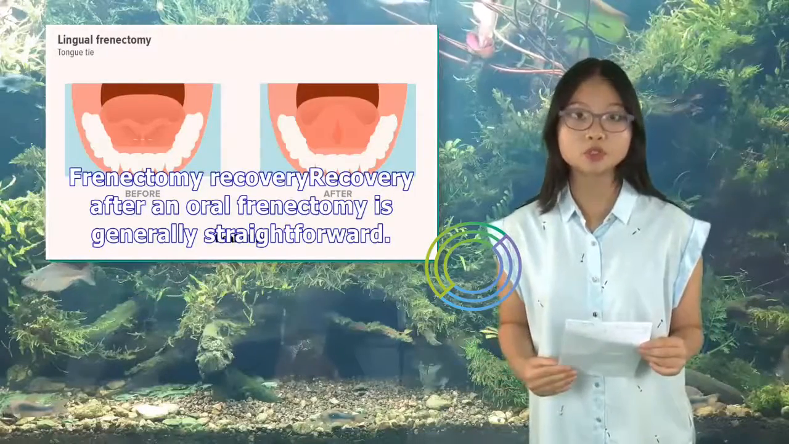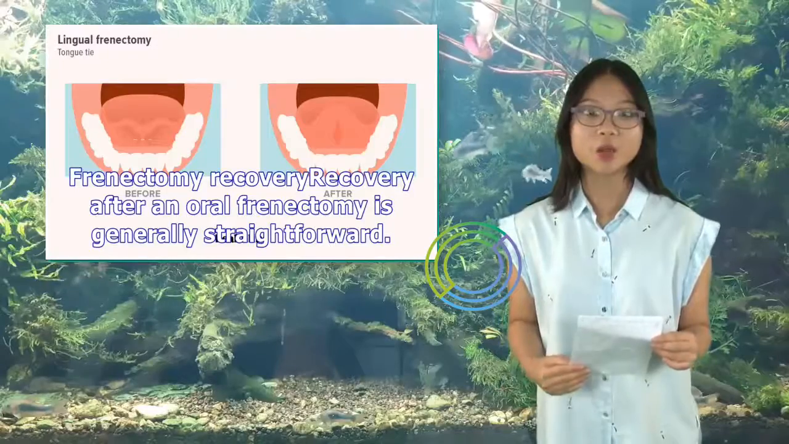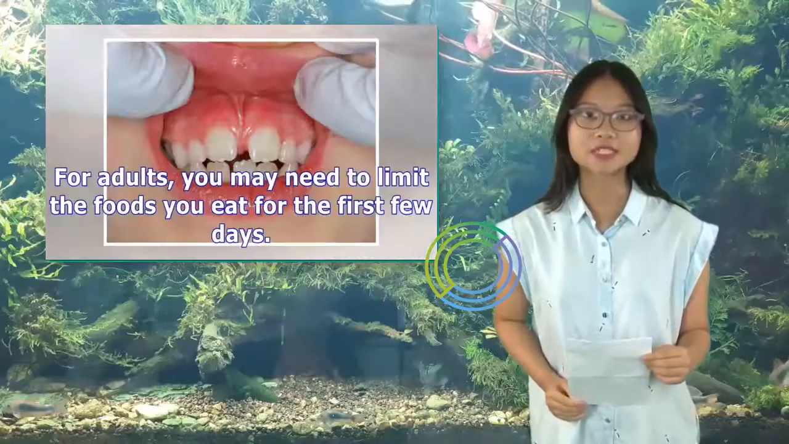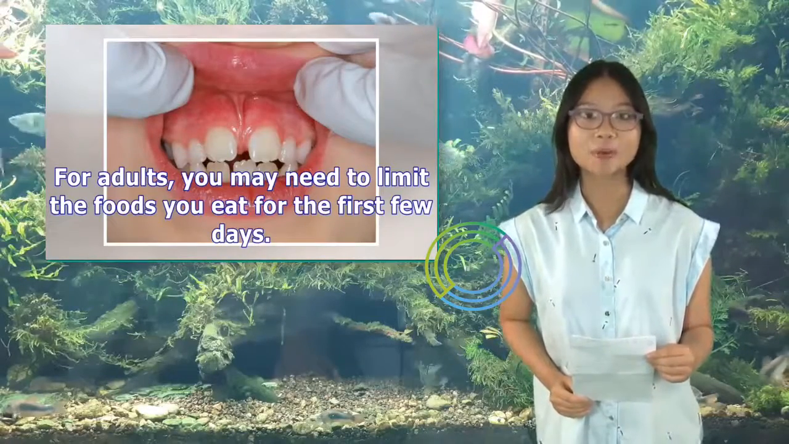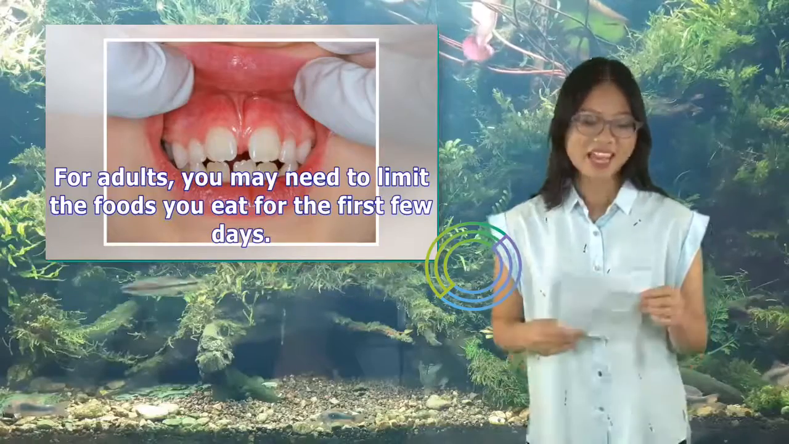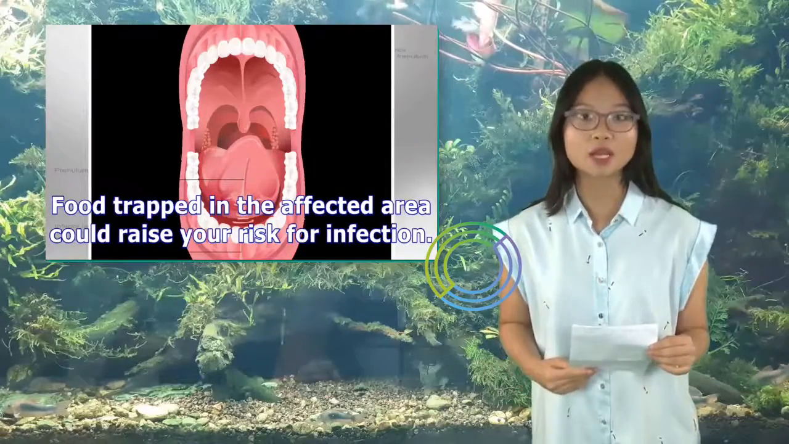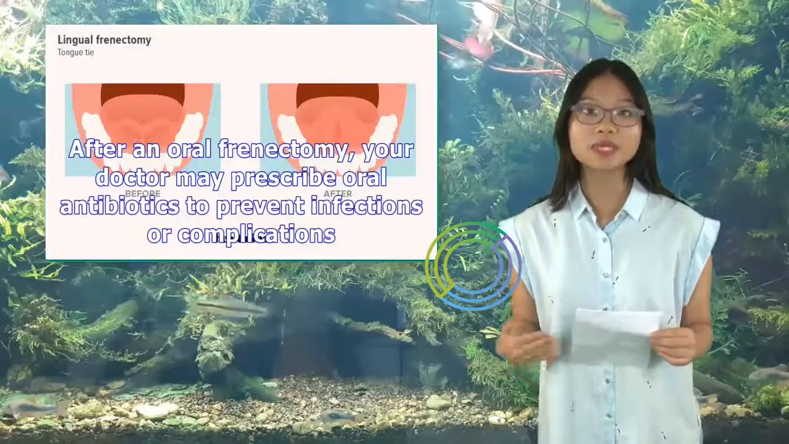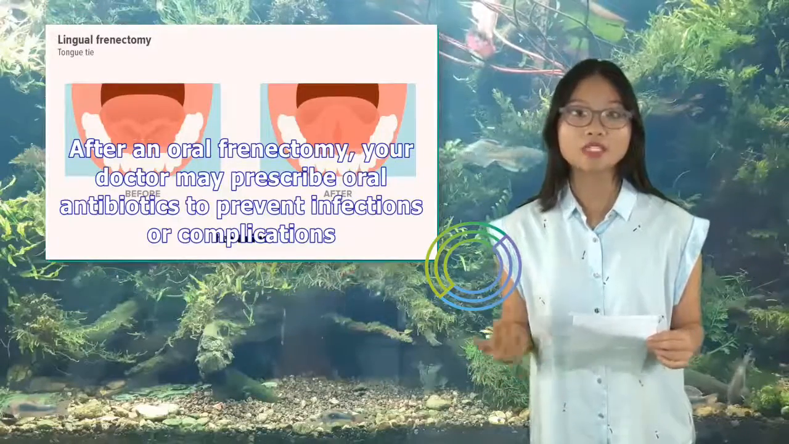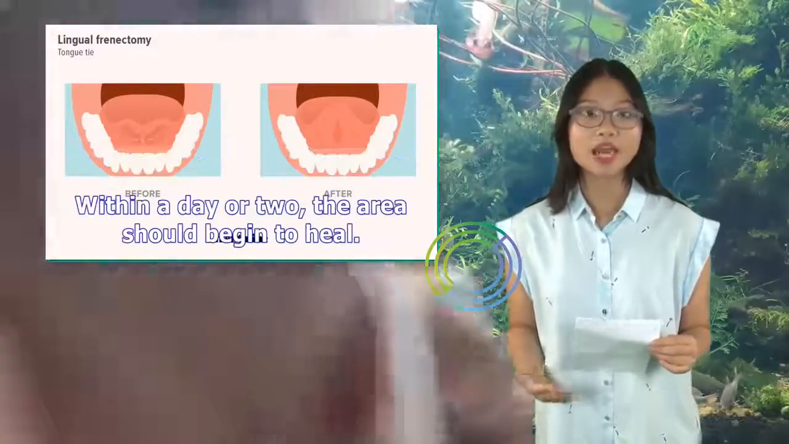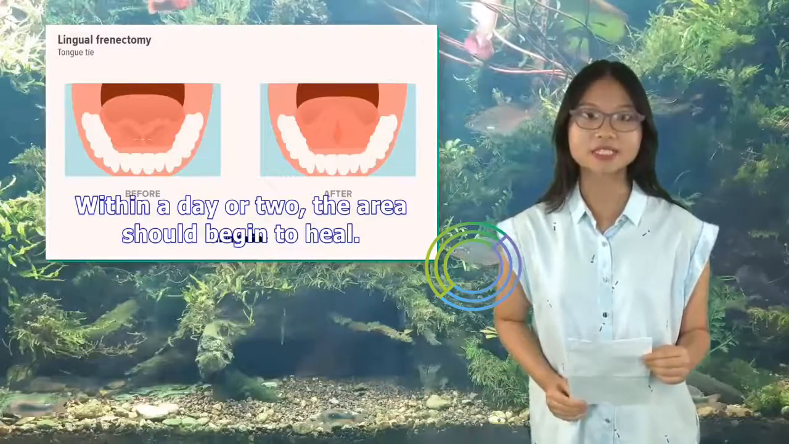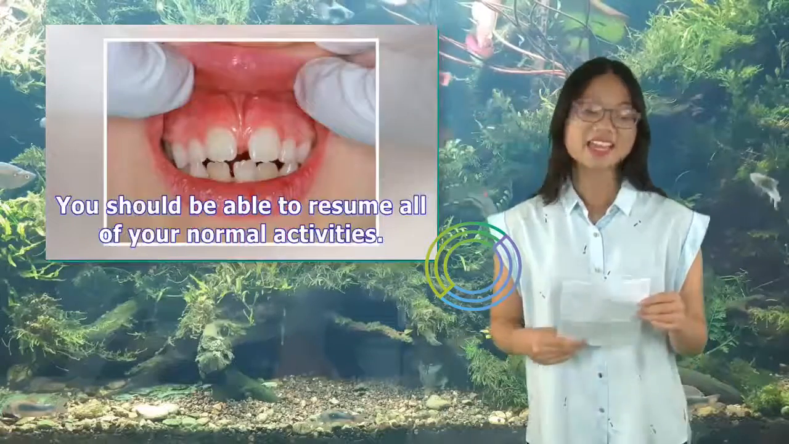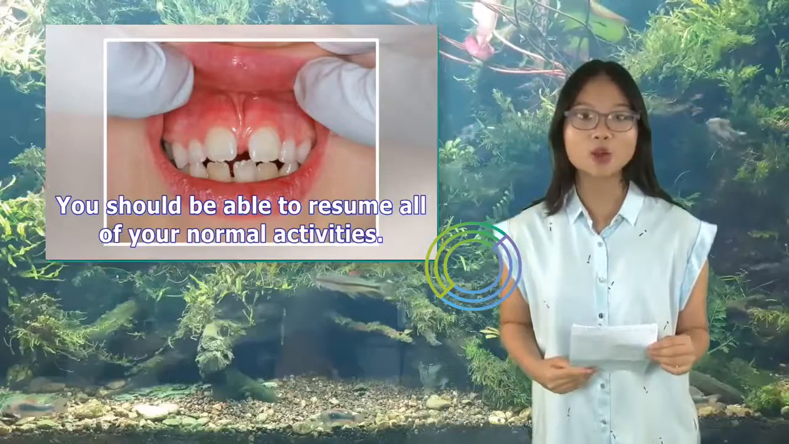Frenectomy recovery. After an oral frenectomy, recovery is generally straightforward. You'll need to keep the area clean, which is simple enough for infant patients. For adults, you may need to limit the foods you eat for the first few days. Food trapped in the affected area could raise your risk for infection. After an oral frenectomy, your doctor may prescribe oral antibiotics to prevent infections or complications. Within a day or two, the area should begin to heal. After a week, you'll see that the area is beginning to scar over. You should be able to resume all of your normal activities.